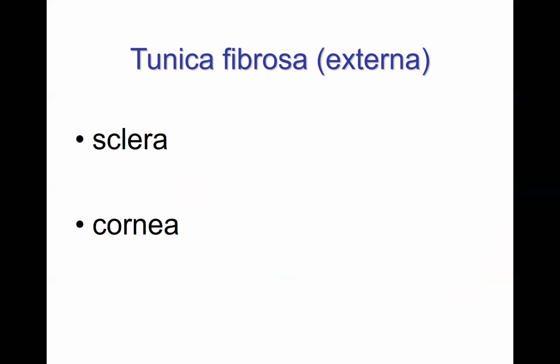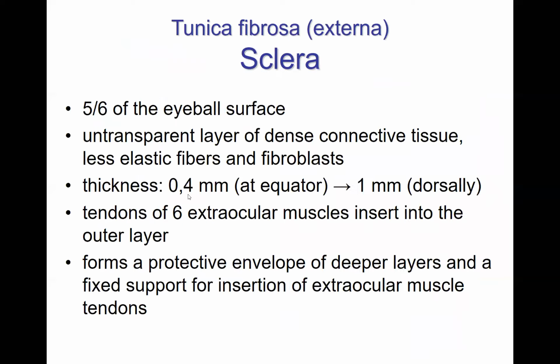We start with the fibrous layer, the external, which consists of sclera and cornea. Sclera forms majority. Sclera forms 5/6 of the external layer, and it means the dorsal 5/6 of it. It's composed of dense connective tissue, so it's not transparent. And the function is to maintain it, to support it. It's just an envelope, a cover.